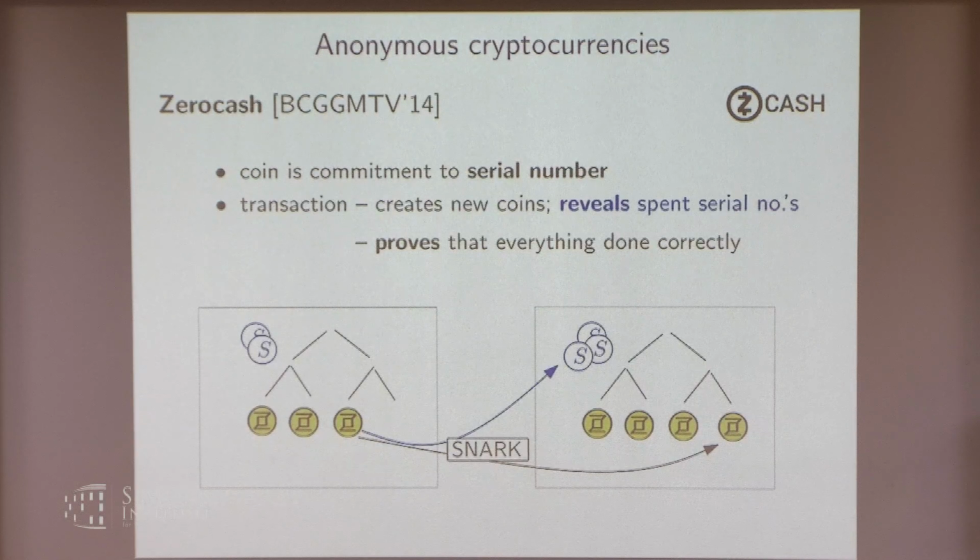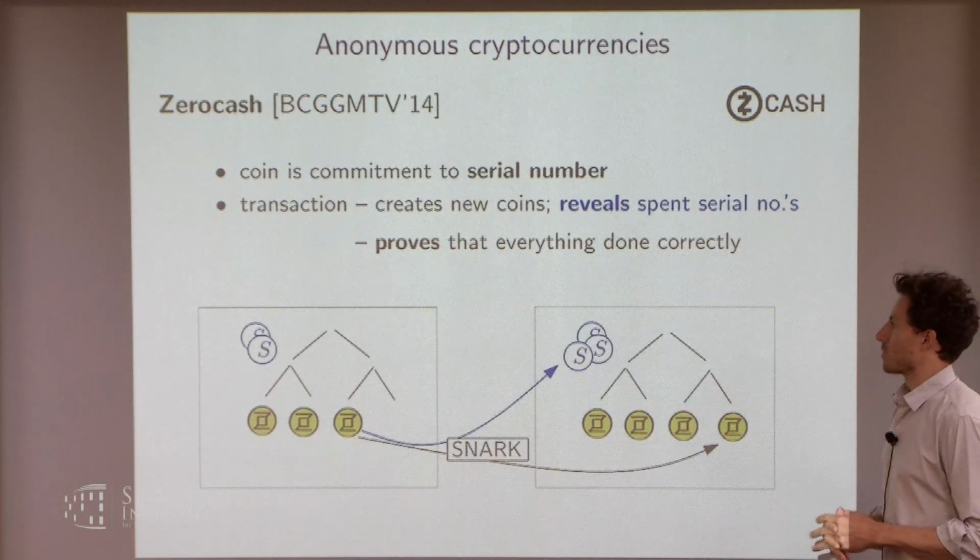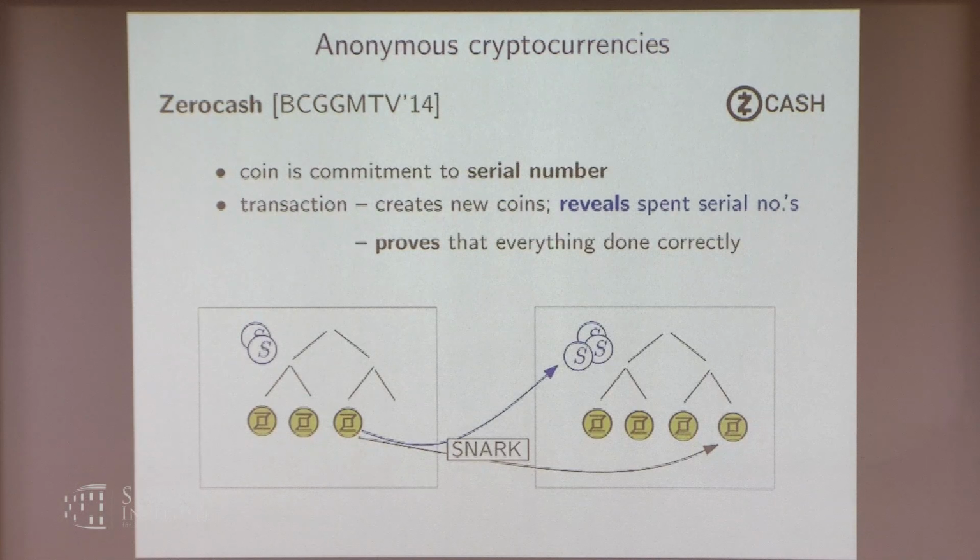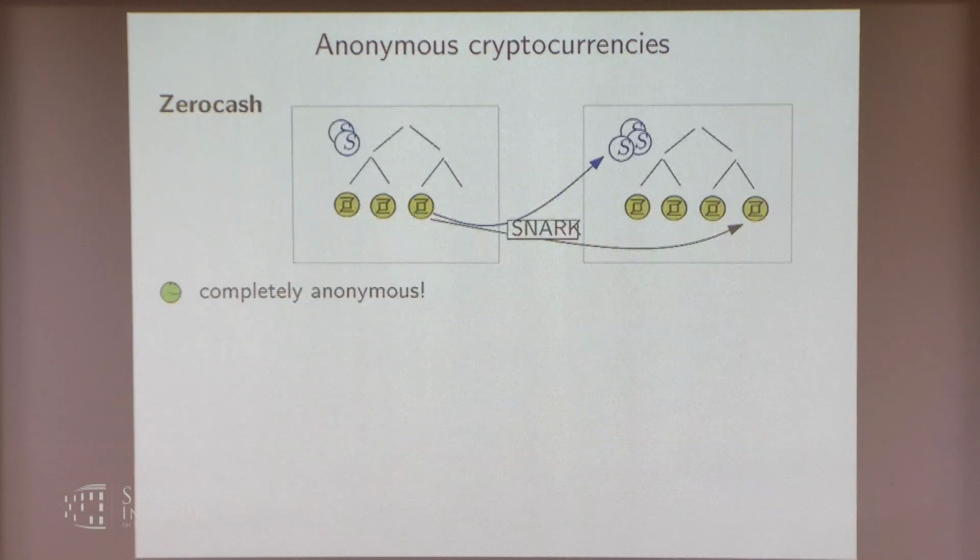So it's somehow dual to Bitcoin, where the state of the system is represented by all the unspent transaction outputs. So you need to remember what is the money that's still in the system, whereas here you need to remember what's the money that's not in the system anymore. Okay, so you can do this efficiently using zero-knowledge snarks, and you get a completely anonymous cryptocurrency.